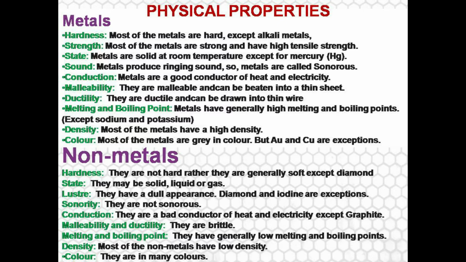Then we have color, they can be of different colors. Elements like gold and copper are the exceptions. Then we go to non-metals. Hardness: they are generally soft except diamond. Diamond is very hard, we know that.